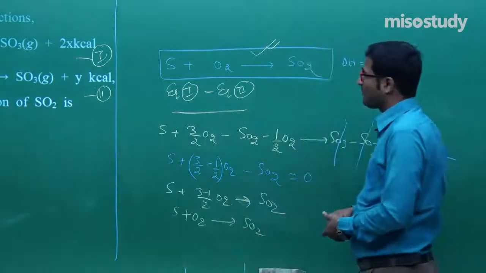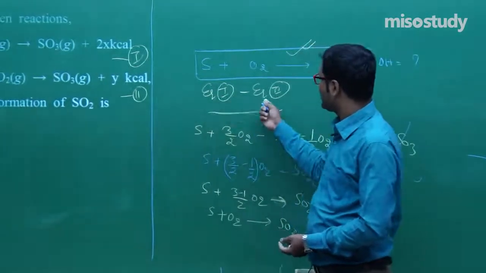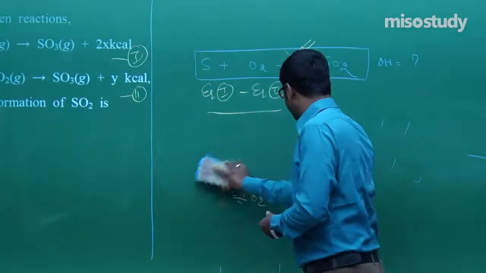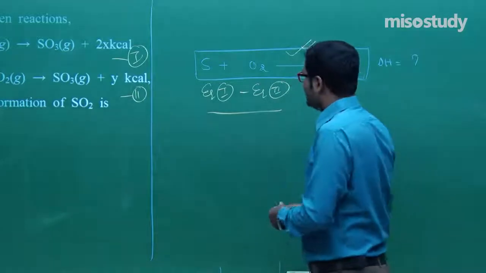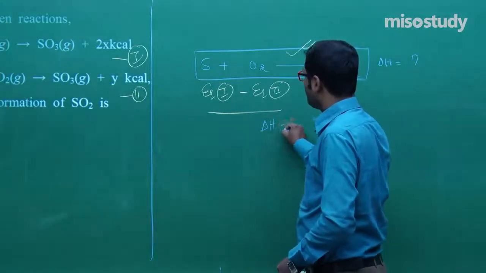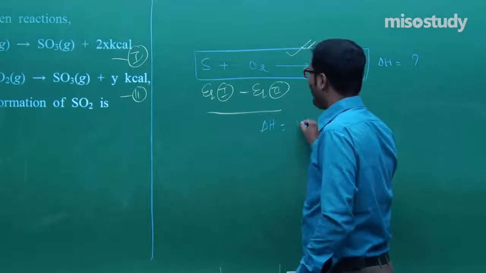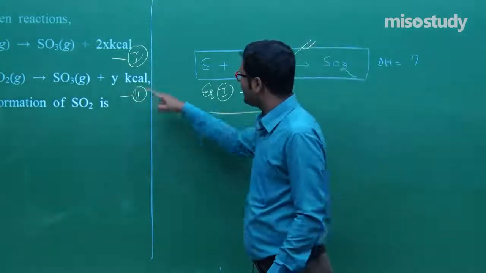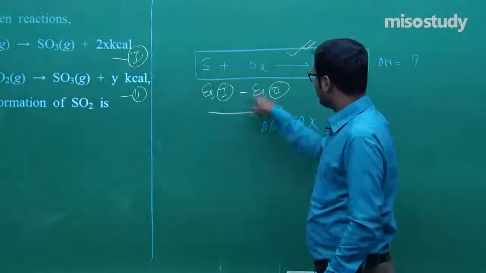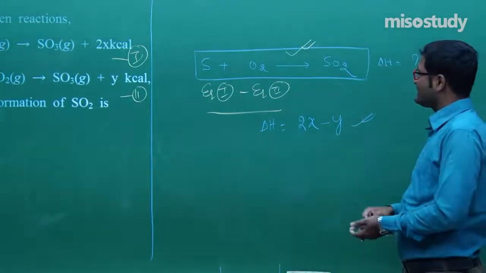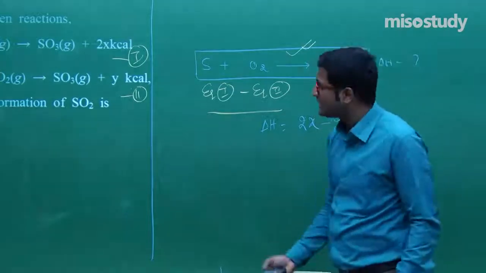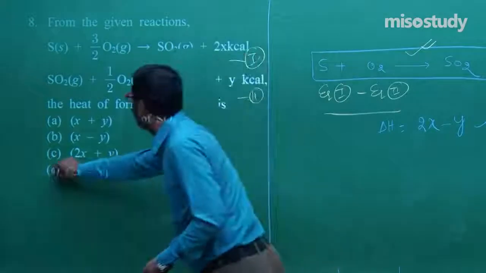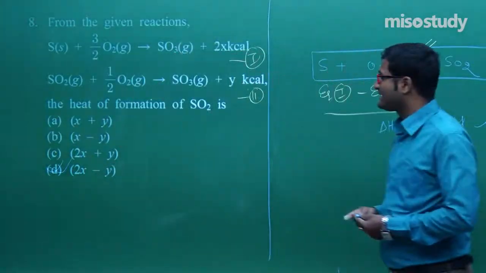During this reaction, what happened? The expression is equation 1 minus equation 2. So what will be the value of delta H? Equation 1 has energy 2x, and equation 2 has energy y. Equation 1 minus equation 2, so delta H is equal to 2x minus y. Check it out. Which one is the correct option? So 2x minus y, the fourth option is the correct option.